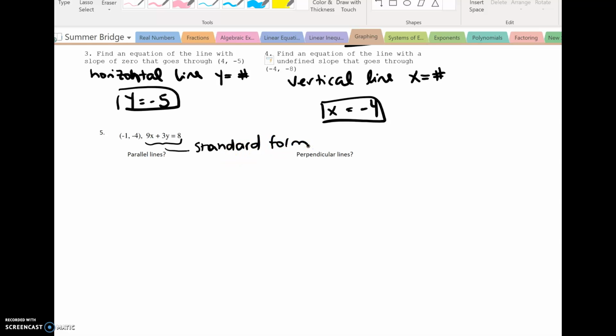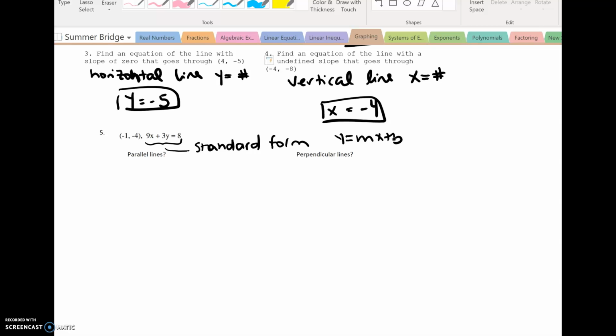So we are going to have to play around with it a little bit in order to get it into the equation that we need, which would be slope-intercept form, y equals mx plus b. Because keep in mind, we need to know what the slope is for both parallel and perpendicular lines.